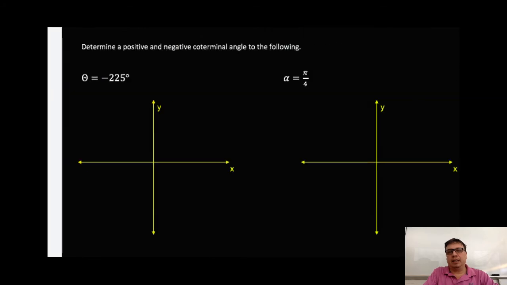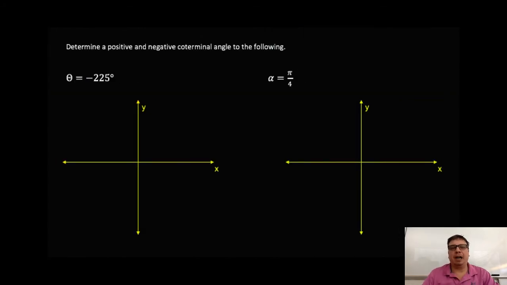Okay, next example. Here we want to figure out positive and negative coterminal angles of the following. All right, so we're at negative 225 degrees. Negative means that I am rotating in a negative fashion. I'm coming this way. So this is 0 degrees. This is negative 90 degrees. This is negative 180 degrees. This is negative 270 degrees. And then getting all the way back around, that's negative 360.